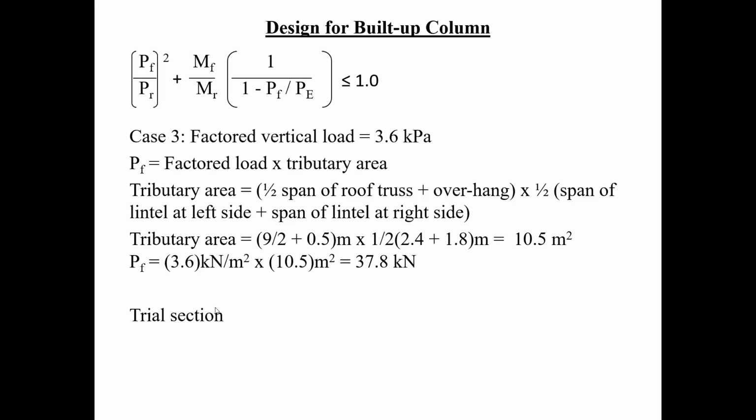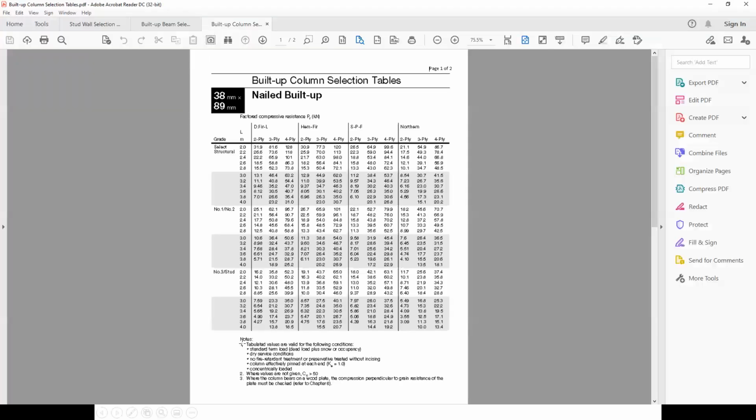So now for the trial sections, what you do is you go to the built up columns, okay? Does anybody remember what the length of our column is? The height of our wall was 2.5 meters or 2... does anybody remember? Anyways, 2.4. Yeah. Okay, so here we are.